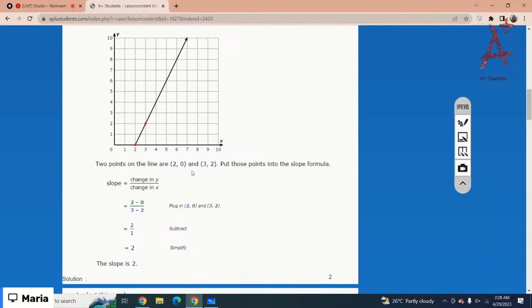So use these 2 points for the change in y. The first coordinate is always the x coordinate, and the second one is the y coordinate. So y2 minus y1. It would be 2 minus 0, that is y2 minus y1, over 3 minus 2. So 2 minus 0 is 2 and 3 minus 2 is 1, so it would be 2 over 1. So slope is 2.